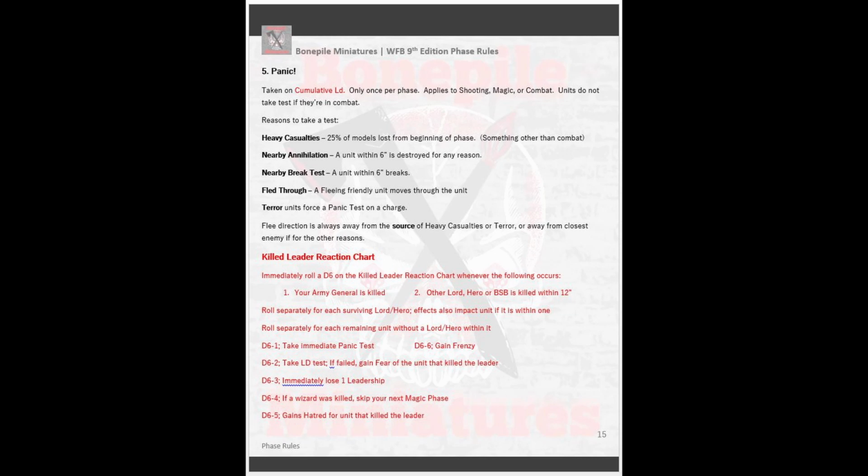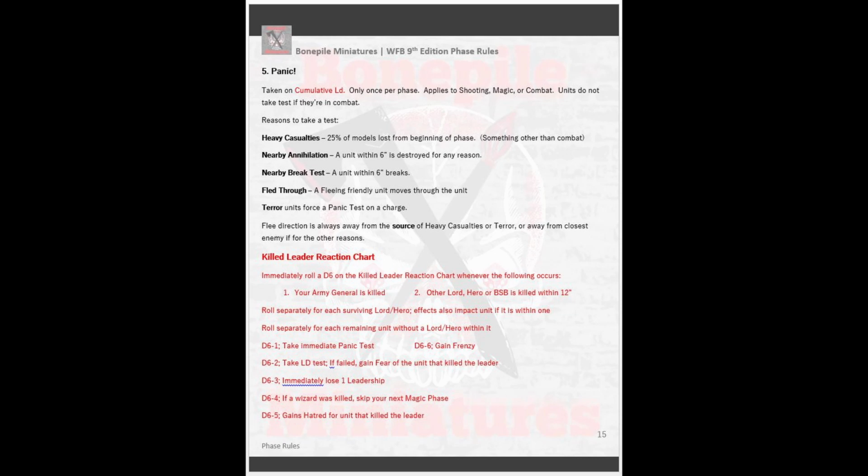And now moving on to result number 3. Immediately lose 1 leadership. And then number 4. If a wizard was killed, skip your next magic phase. And this is the only one that's conditional. So if a wizard was not killed, you would just ignore this result. There's no need to re-roll it. And number 4 is also the only result that applies to the whole army. So even if just one unit rolls this number 4, then it applies to the whole army.